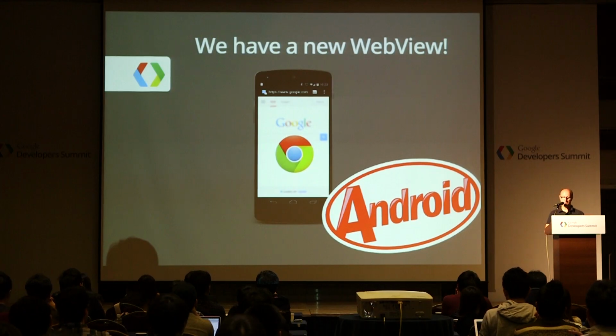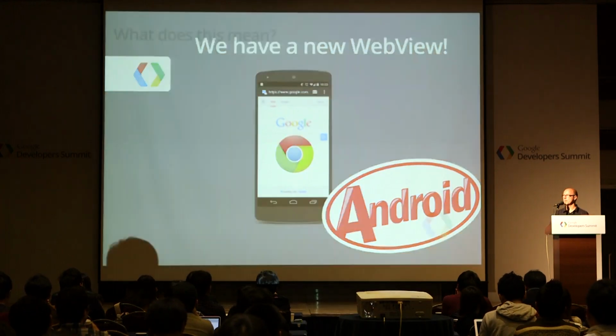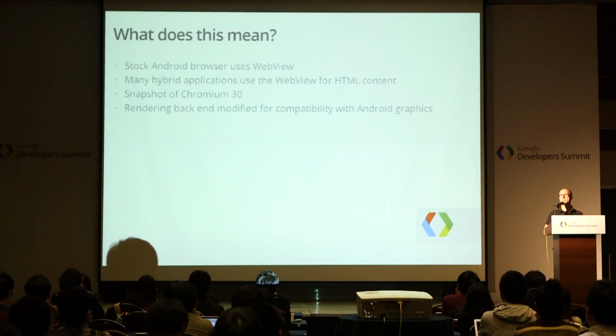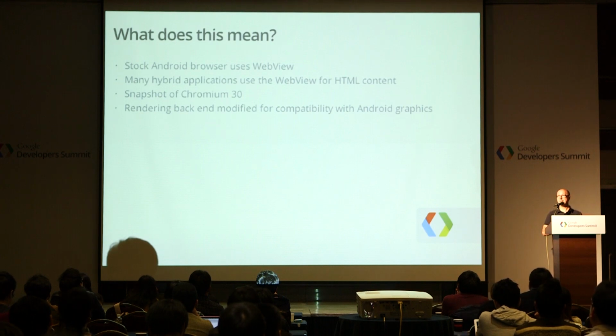And so today I'm going to cover what the WebView is about, what it means to you as a developer, explain some of the debugging features that are in the WebView, and go through a few of the differences between the new WebView and the old WebView. So a very, very short summary is all these points. What does it actually mean? What does it mean to you as a developer?